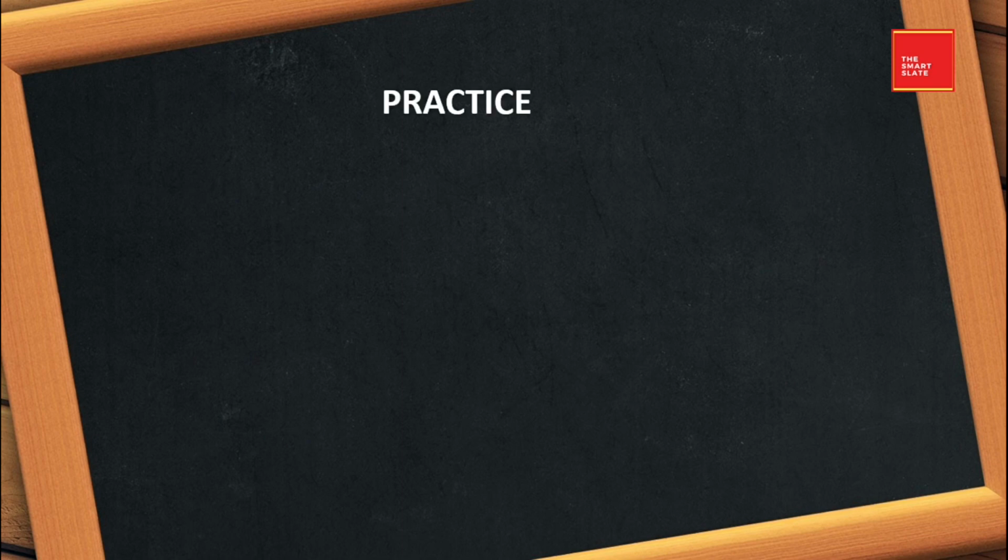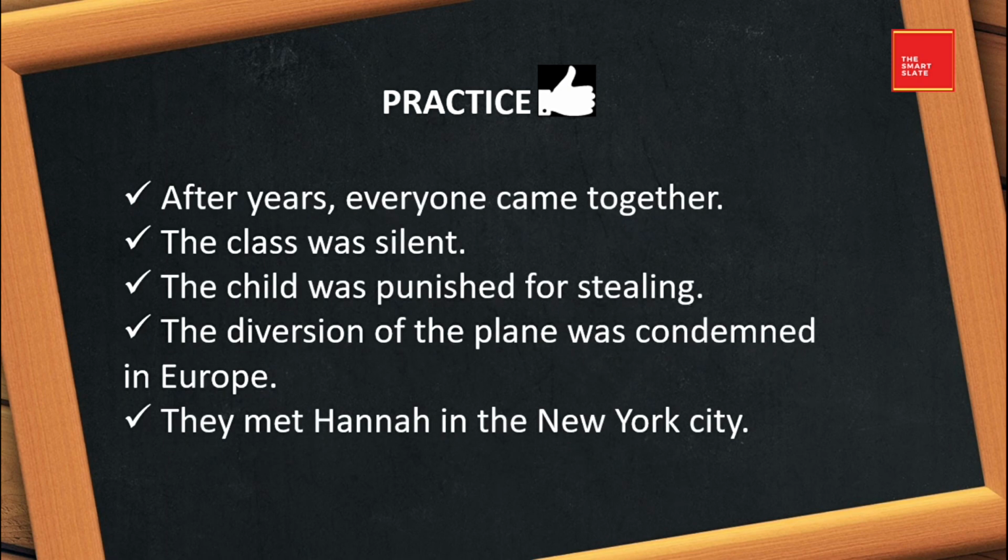So here is a homework for you. You can practice a few more sentences. The sentences are: after years, everyone came together. You have to classify these five sentences into the subject and the predicate. The second one is the class was silent. The third one is the child was punished for stealing. The fourth one is the diversion of the plane was condemned in Europe. Fifth is they met Hannah in New York City. So do write the answers in the comment section.